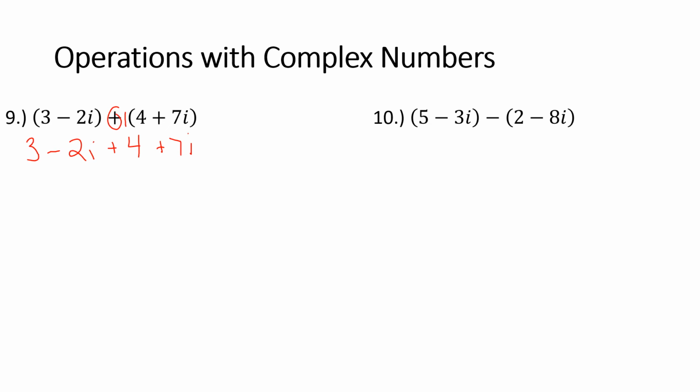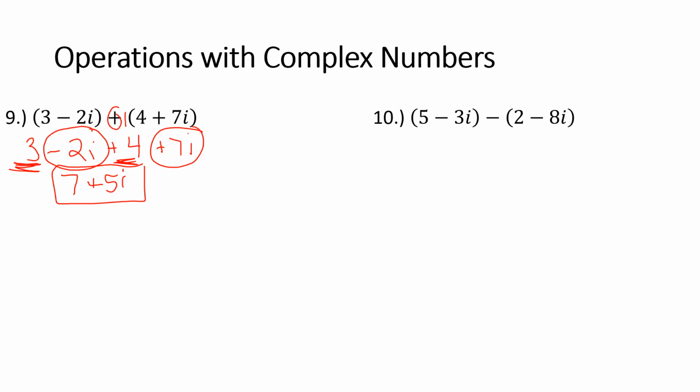Now, as far as what you do with these numbers, it's easy. All you're going to do is combine like terms. 3 is a regular number. 4 is a regular number. You're just going to put them together. 3 plus 4 is 7. Same thing with the imaginary values. You've got a negative 2i here, and you've got a positive 7i here. You're just going to combine like terms. Negative 2 plus 7 is positive 5. So I have 7 plus 5i. That is your final answer.